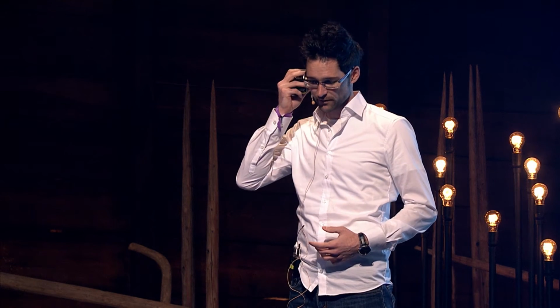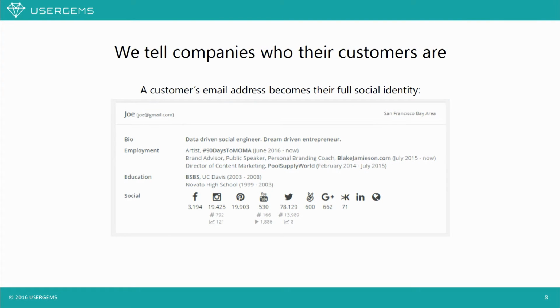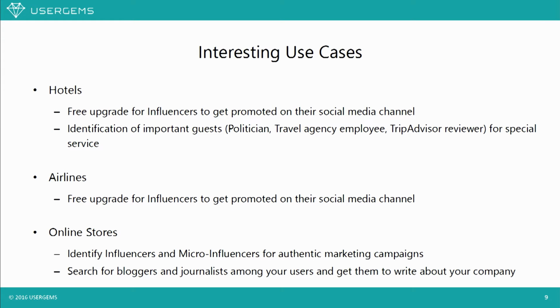How we do this? Based on the customer's email address, we identify their social media channels. We identify the Twitter account, Instagram, YouTube, but also LinkedIn and AngelList. And this gives the company a full social identity about each user. You see who they are based on professional information and how influential they are based on the number of followers on different social channels. And knowing more about your users gives a lot of interesting use cases. We are focusing on 3 here.